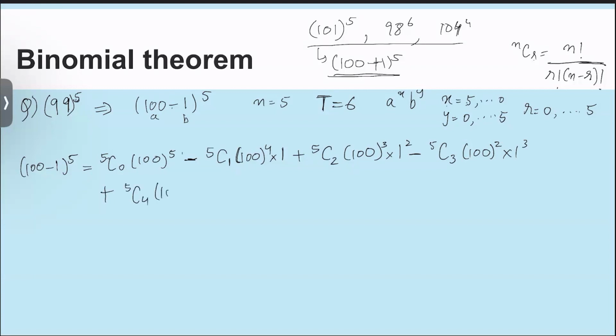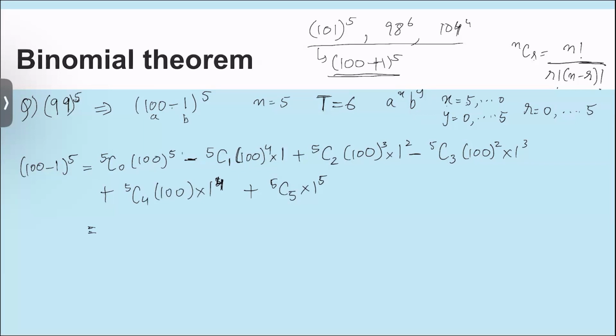Okay, then you have 100. So this will be 4. And then the last one, 5C5, and 100 would be raised to 0. So that is 1, so 1 raised to 5. Okay, so now to calculate the coefficients that we have.